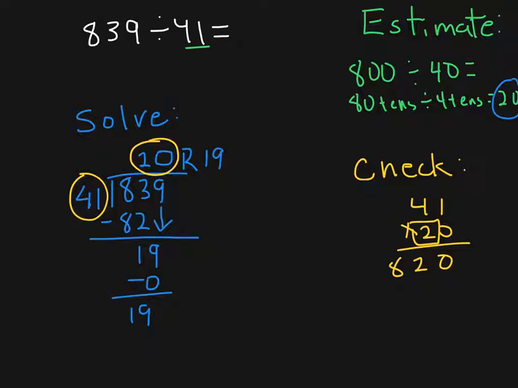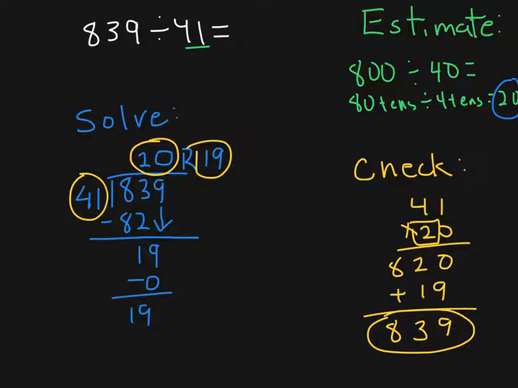Part 2, adding the remainder, so 820 plus 19. 0 plus 9 is 9, 2 plus 1 is 3, and 8 plus 0 is 8. So my check is 839. I'm going to compare it up here, and it checks out. So I'm going to go ahead and write my answer up at the top, 20 remainder 19.